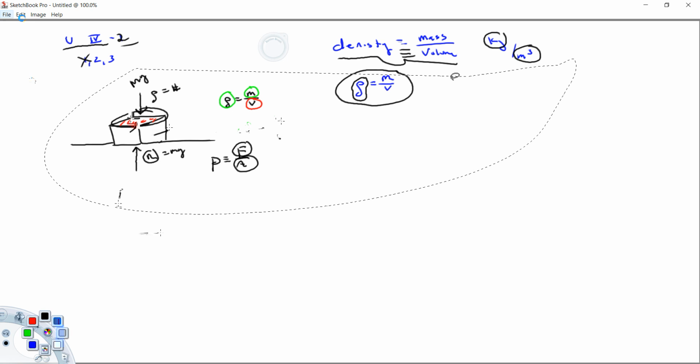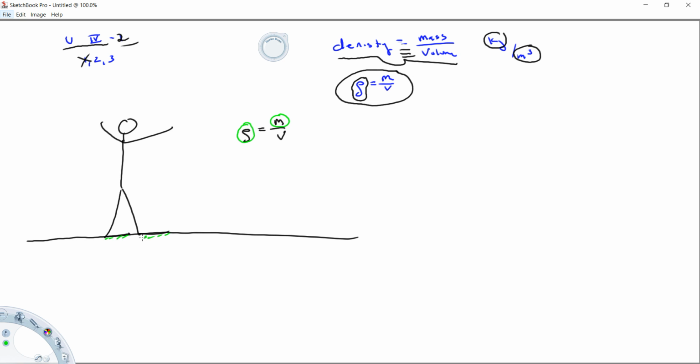Part B says, what is the average pressure from his weight exerted on the horizontal surface? So the surface area of his feet is given in the problem. And pressure is force over area. So really it's the normal force between his feet and the ground, which is equal to the weight, by the way. Use that for the force, divide by the area, and you'll get the average pressure.